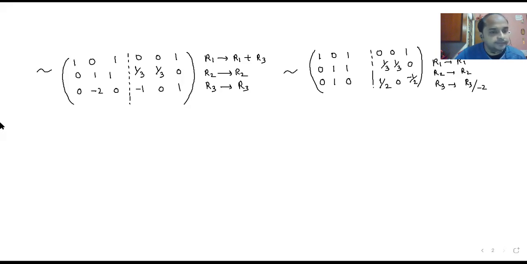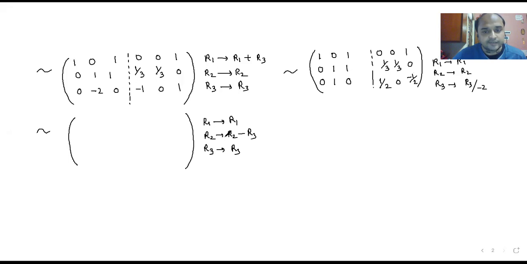And then we have applied an operation where R1 has been kept unchanged, R3 has been kept unchanged, and R2 has been written as R2 minus R3. So we can write first R1 because it is unchanged. Then you can write R3 because it is unchanged.